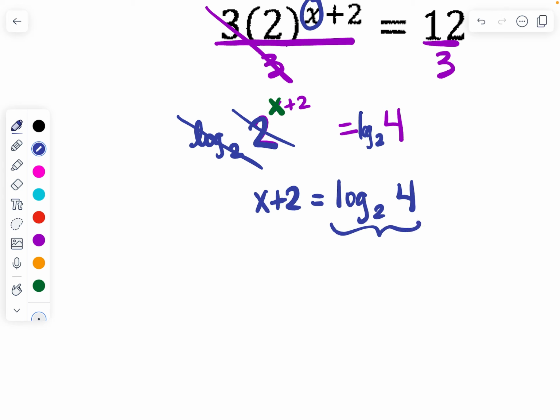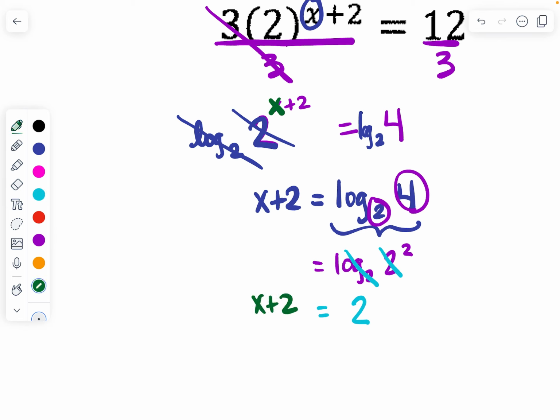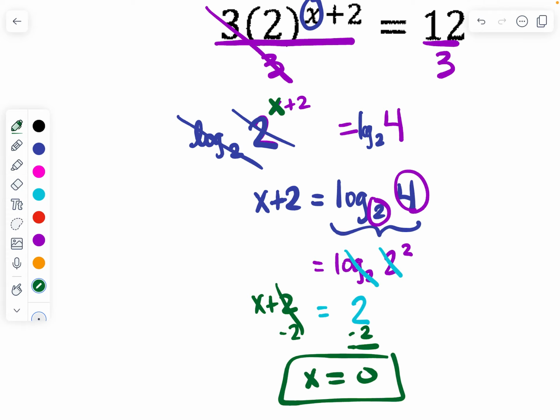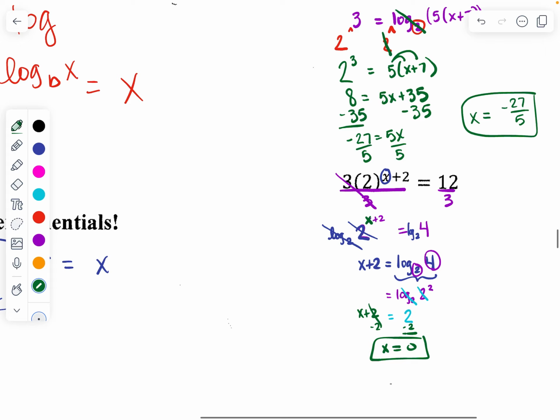I also know that log base 2 and 4 have a special relationship. This 4 can be rewritten as 2 to the 2. And we remember log base 2 of 2 cancels. So on the right side, 2 equals x plus 2. Solve for x by subtracting 2 on both sides, and we get x equals 0. Plug it back in and it works just fine.